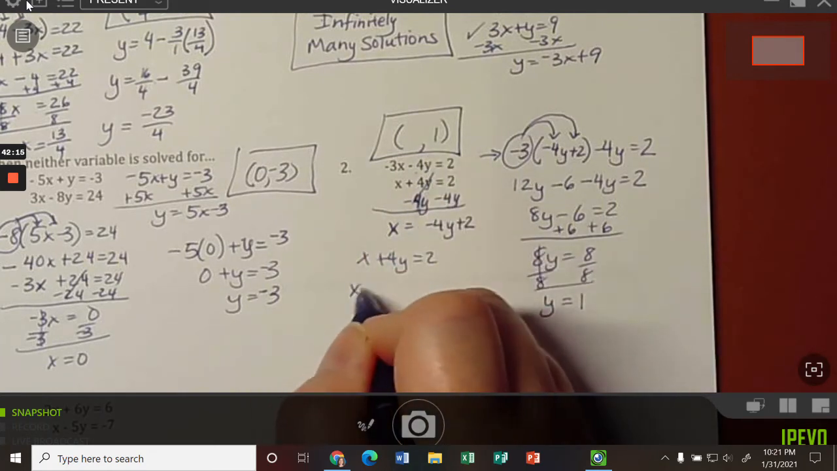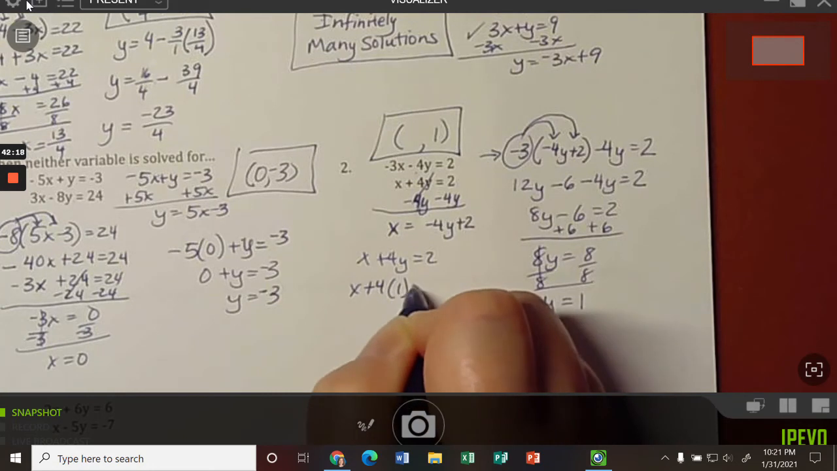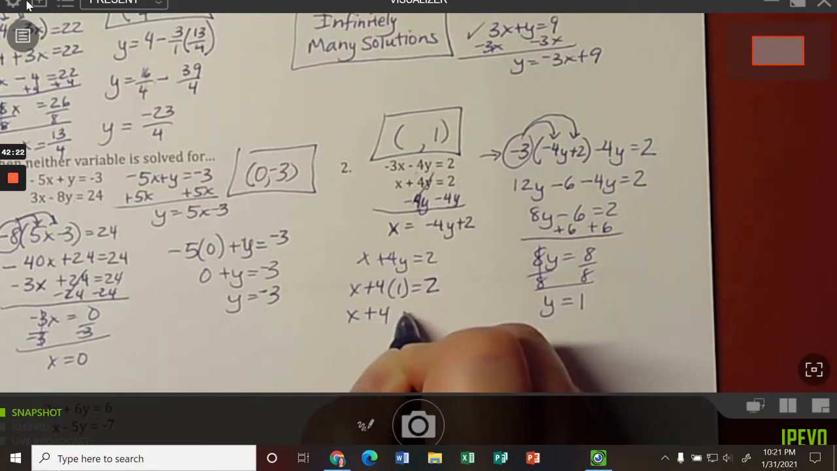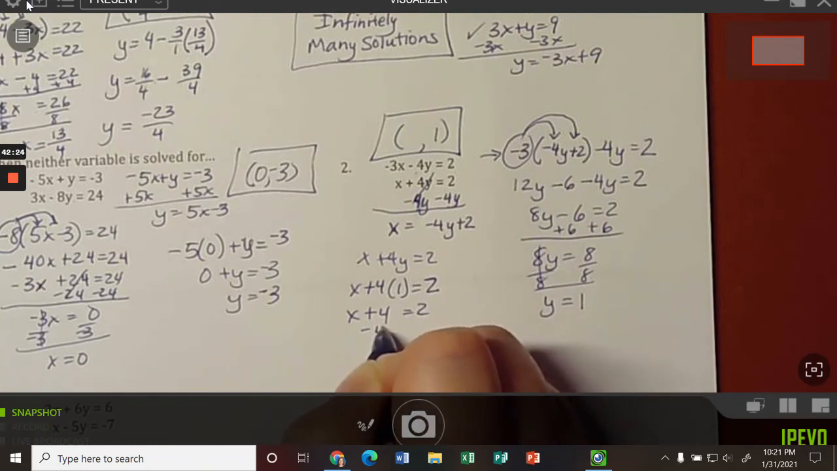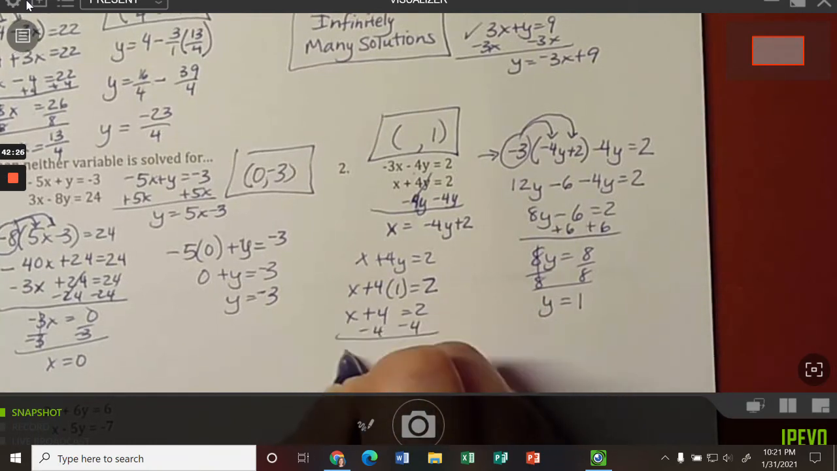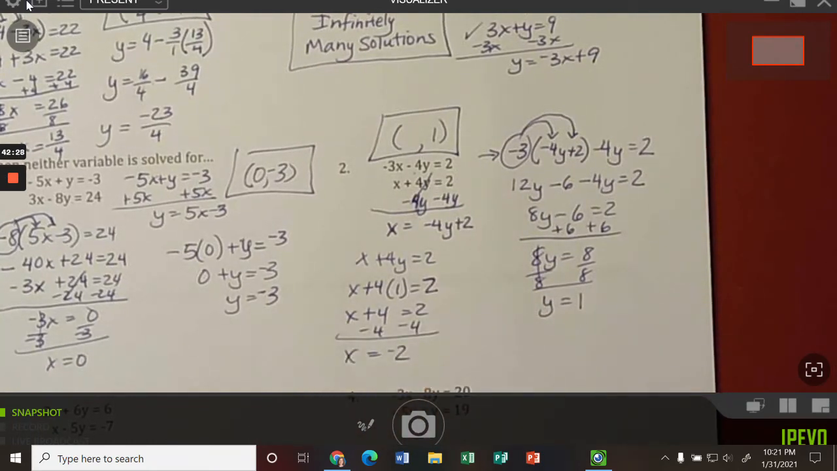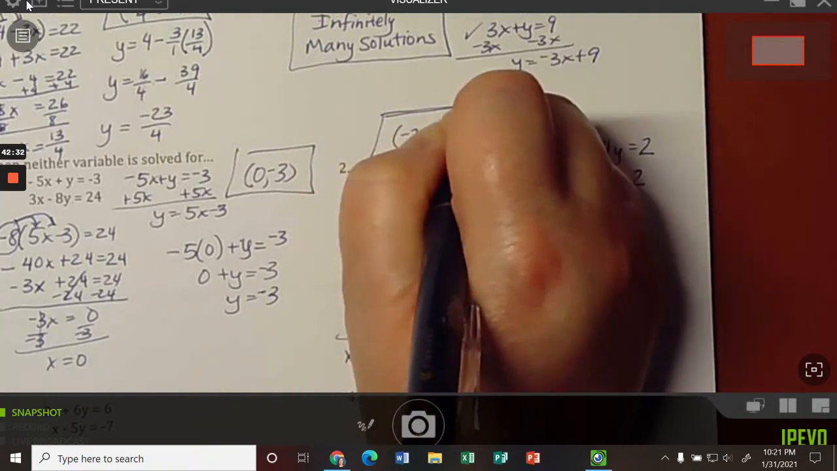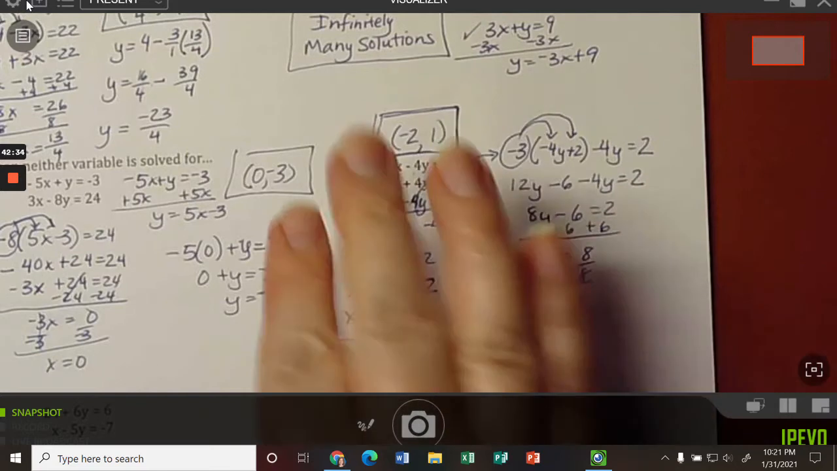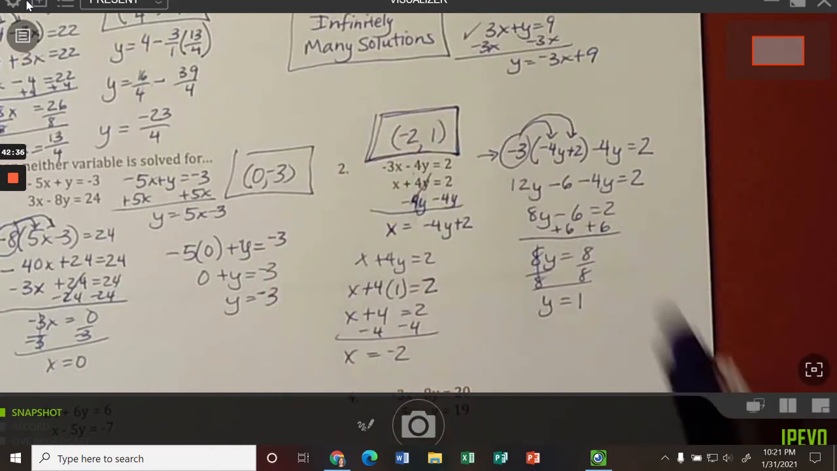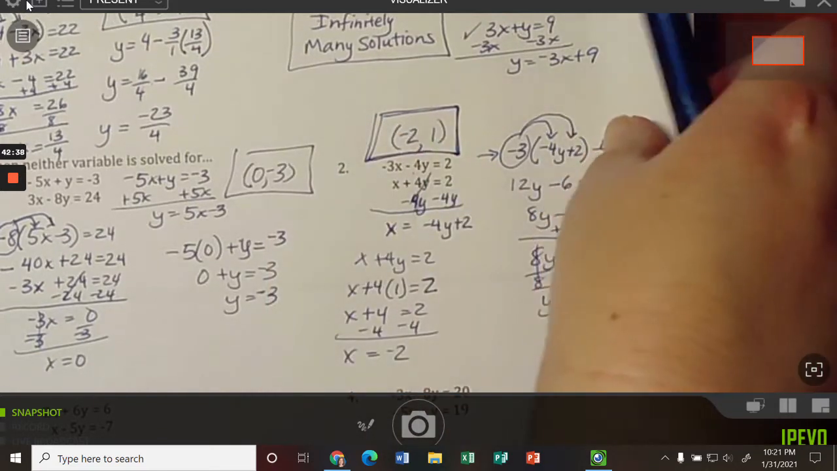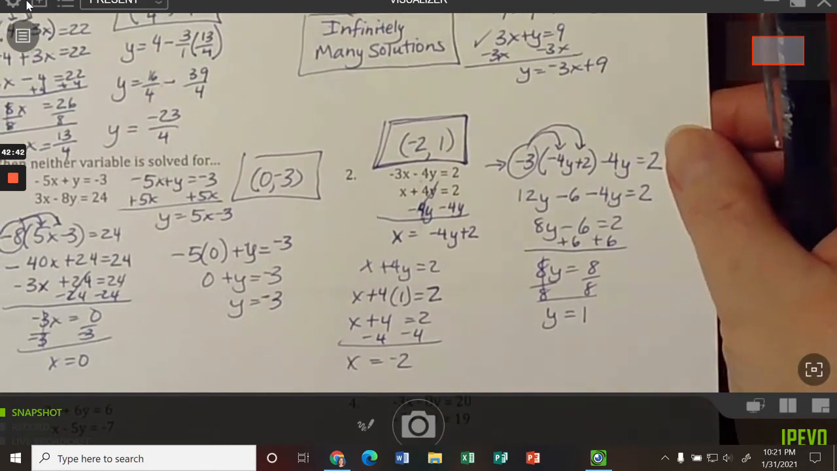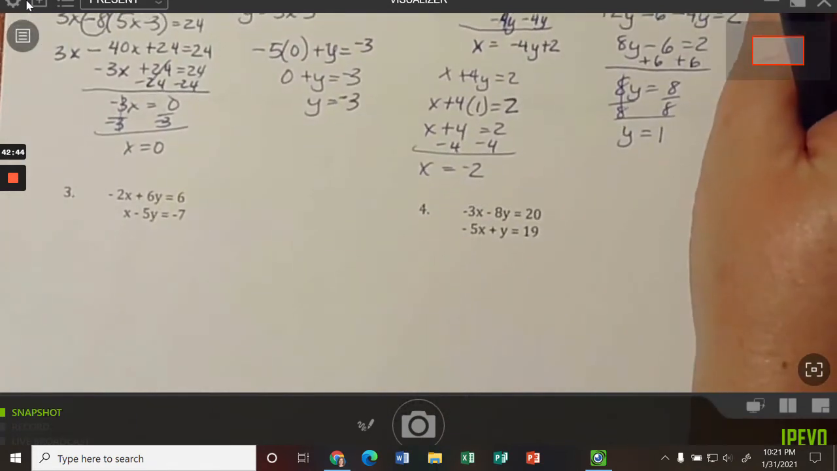So x plus 4 times 1 equals 2. x plus 4 equals 2. Subtract 4 from each side to get x equals negative 2. And again, we would do a check step on this. I'm going to skip the check step just because I want to be able to get through all of the notes during this class period. Okay, so our solution is negative 2, 1. That's the solution to that linear system.